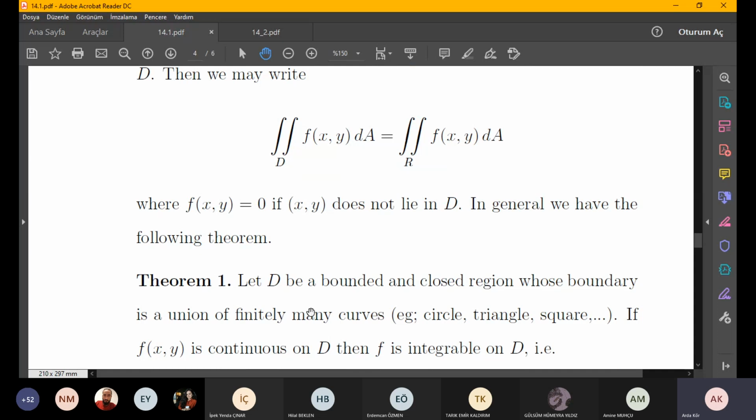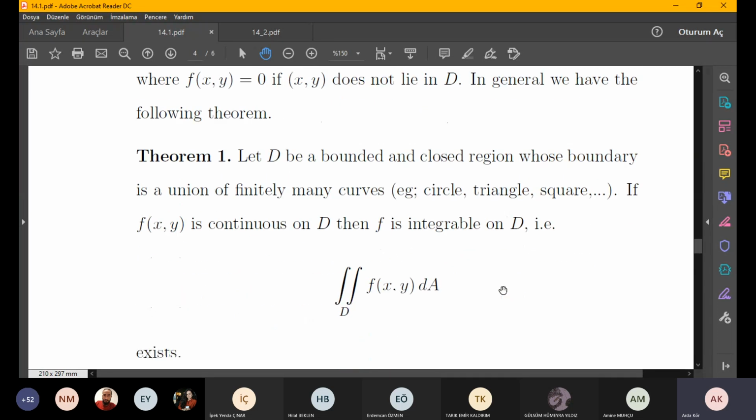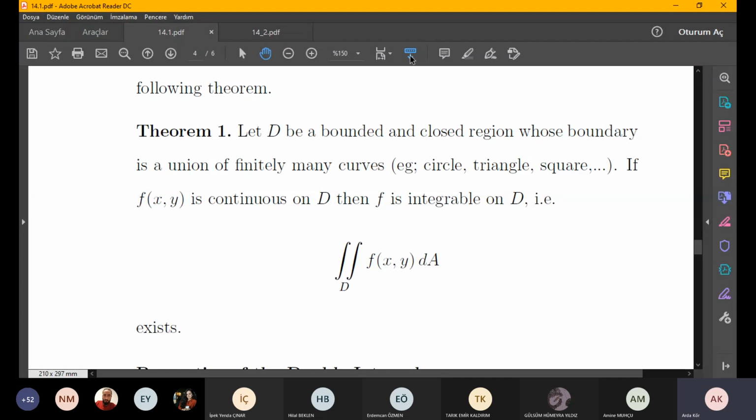And in general, we have that theorem. If we let D be a bounded and closed region, whose boundary is a union of finitely many curves, such as a circle, triangle, or square, and if f(x,y) is continuous on that region, then f(x,y) is integrable over D.